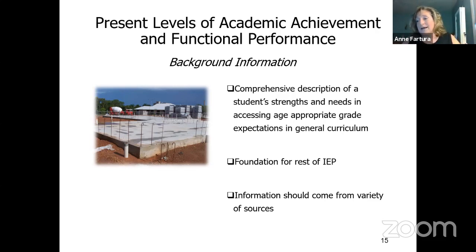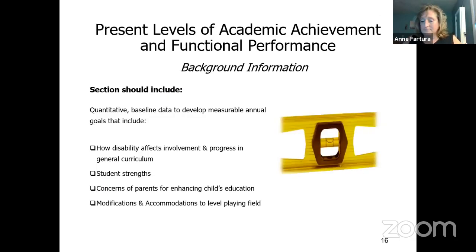So it should come from a variety of sources, and again, those sources should be data driven. A little bit more about present levels of performance: it should be data. It should give the teacher a chance to build some measurable goals. It should talk about how the disability affects that child's involvement and progress in the general curriculum. I already talked about strengths, and it should include a parent's concerns for enhancing education. Also, it's going to allude to the modifications and accommodations that child needs.